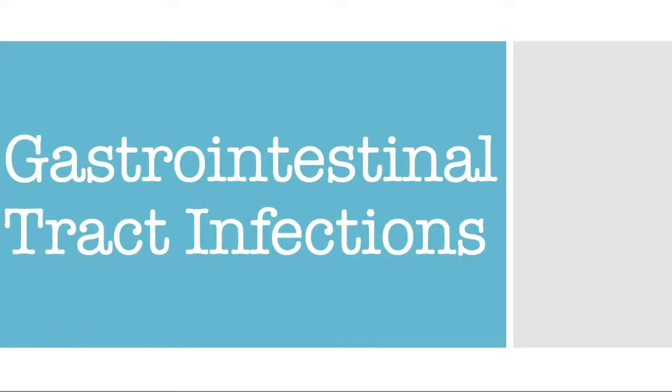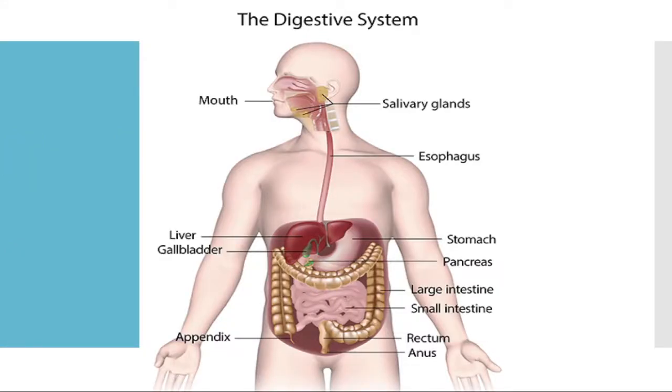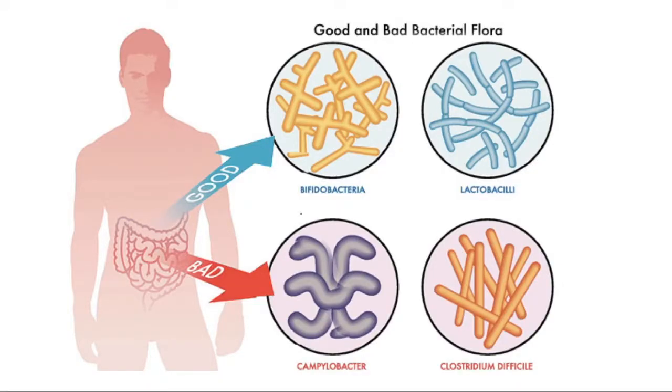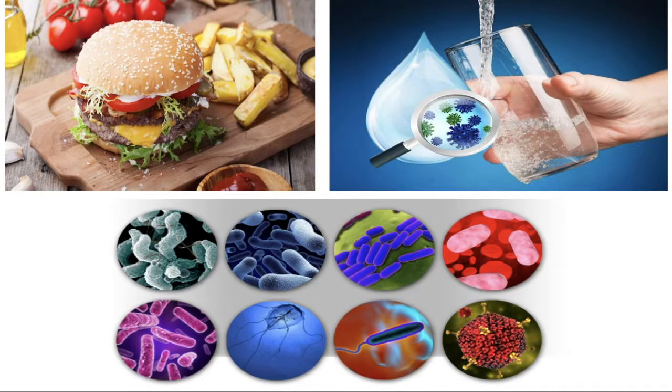Gastrointestinal tract infections. The gastrointestinal tract is made up of the mouth, esophagus, stomach, duodenum, jejunum, ileum, colon, and anus. The gastrointestinal tract is home to a plethora of bacteria known as normal gut flora, which aid in the digestive process. Normal flora of the GI tract includes but is not limited to lactobacilli, E. coli, and Bacteroides. Outside the gastrointestinal tract, all of these bacteria can be potentially pathogenic.